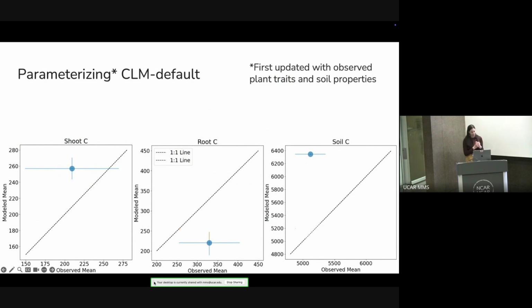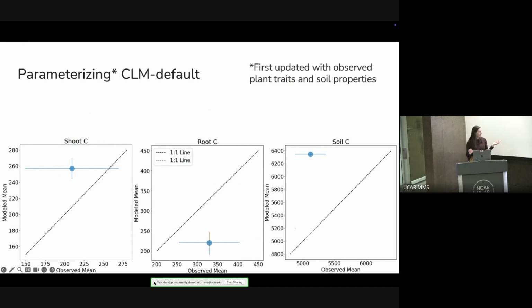First, to parameterize the model, we updated the model with observed plant traits and soil properties. Then Linnea helped me adapt PPE tools for a single point simulation, and we use those to parameterize the model. I want to thank Linnea and the PPE team, but also mention that we have these single point tools in case they're helpful for anyone else.